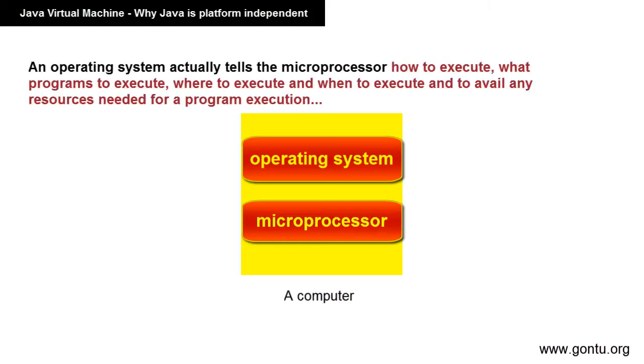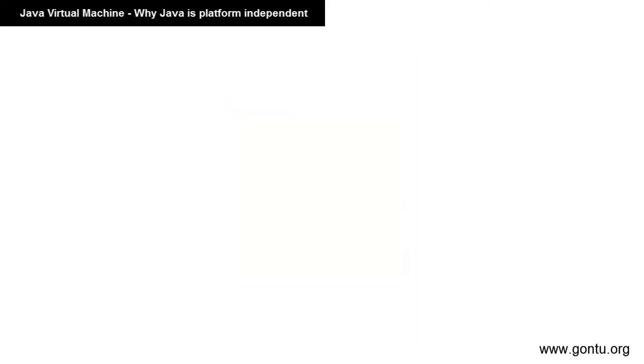The operating system actually tells the microprocessor how to execute, what to execute, and where to execute, and to avail any resources needed for the program execution, like input from the keyboard or displaying the output of the program, and many other tasks. So with all the core concepts learned so far in this tutorial, I just explained two important points. Your program depends on the microprocessor of a computer because it ultimately executes a program. So a programming language actually depends on a microprocessor.